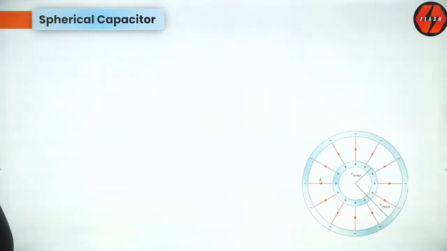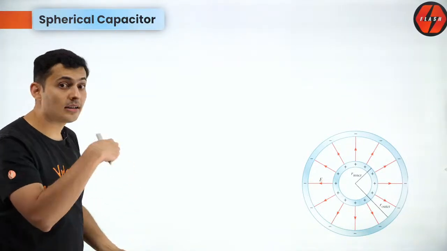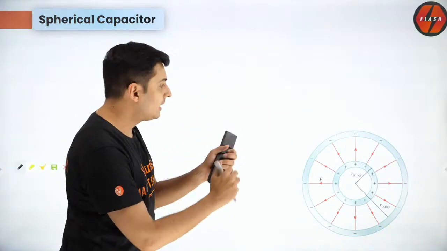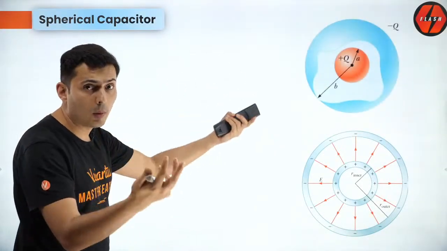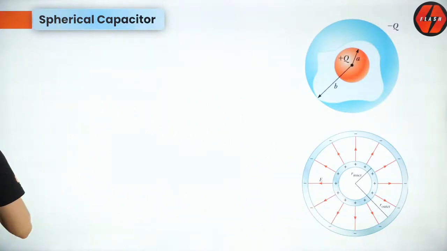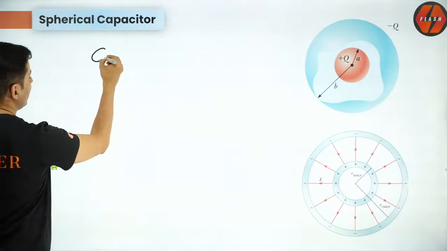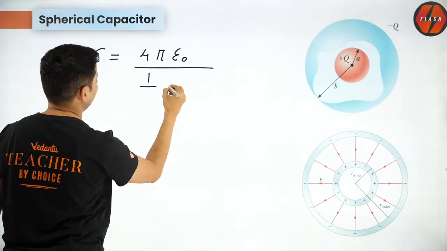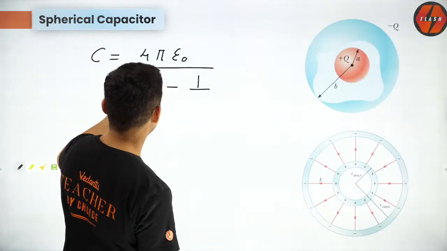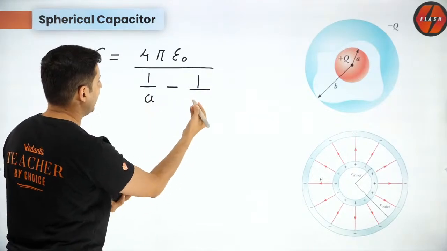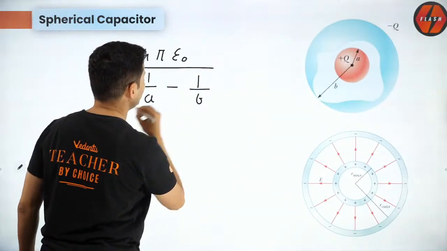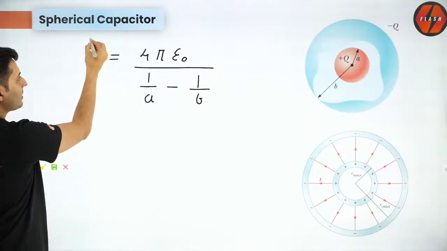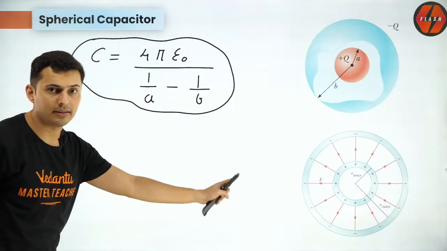Okay, so let's get going. Next type of capacitor is spherical capacitor, and there is another, fourth type also I'm going to give you. There is an inner shell which is charged and an outer shell which has opposite charge. The field goes from inside to outside or outside to inside depending on which side is positive. The capacitance: 4 pi epsilon naught should be on the top. You should have 1 by something minus 1 by something downstairs. The smaller number is A, so 1 by A becomes big, and the bigger number is B, so 1 by B becomes small. I put it this way so that it is big minus small and remains positive. So this is the formula for the capacitance.